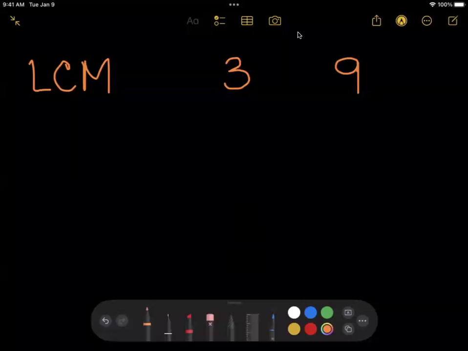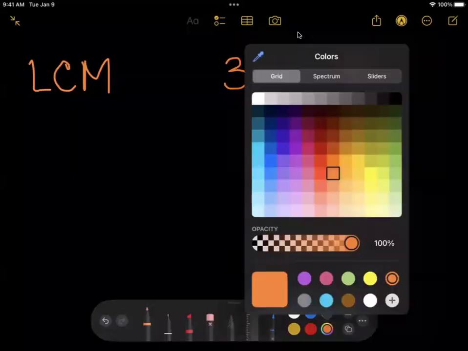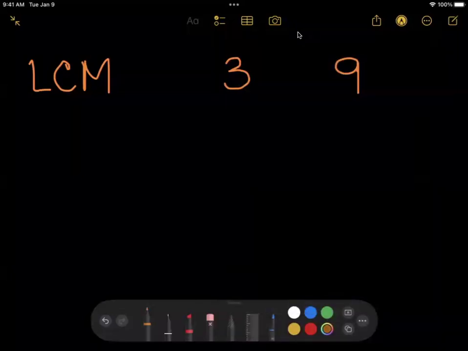So what I'm going to do here is we have the numbers 3 and 9. Okay, so first thing I'm going to ask myself is, can I multiply 3 times something to get 9? And the answer is yes, I can. I can multiply 3 times 3 to get 9. So that means that the least common multiple for these two numbers is in fact 9. So I don't have to go any further.